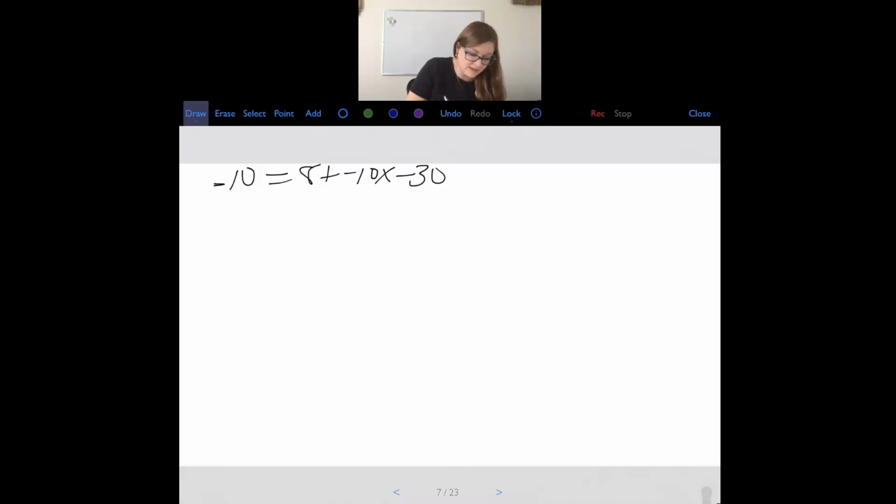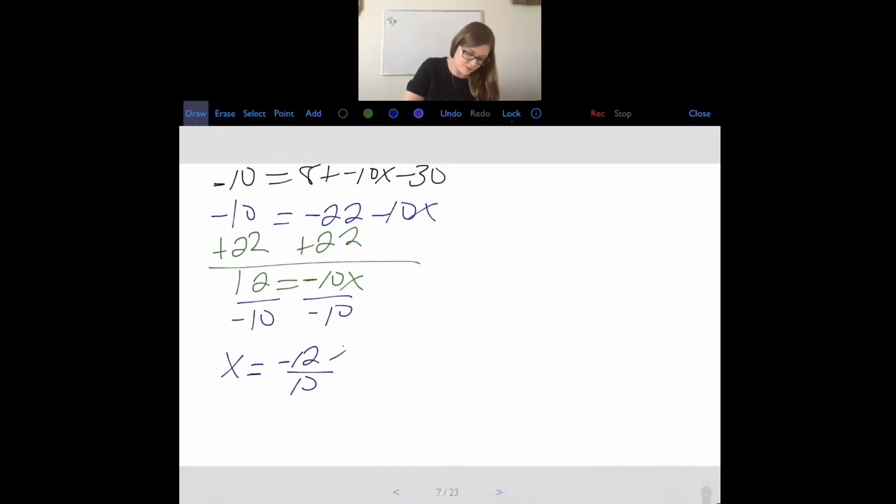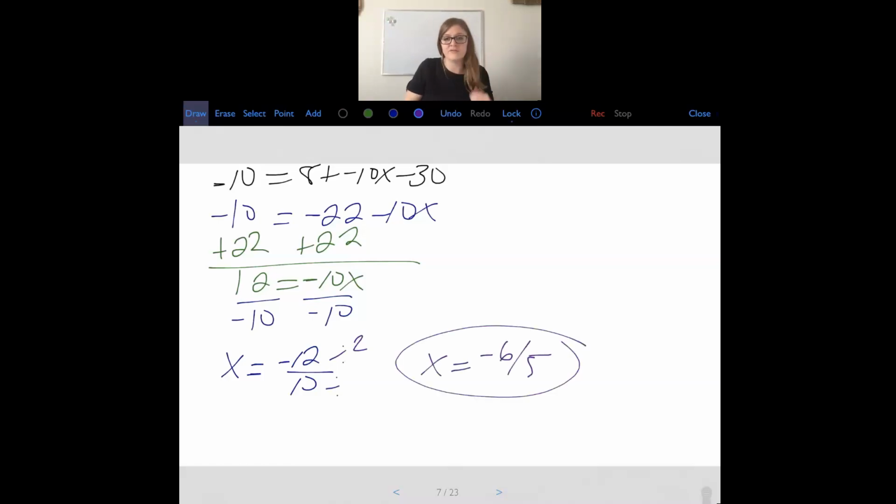Okay, so I just have a single x, so this is a linear equation, it's not x squared. So I'm going to combine my like terms on one side, and then I'm going to solve for x. So I get 12 is equal to negative 10x, divide both sides by negative 10. So we have x is equal to negative 12 over 10. And we can simplify. Both of these numbers are even, so we divide both by 2 to get x is equal to negative 6 over 5. Okay, again, it's okay to get fractions as your answers.